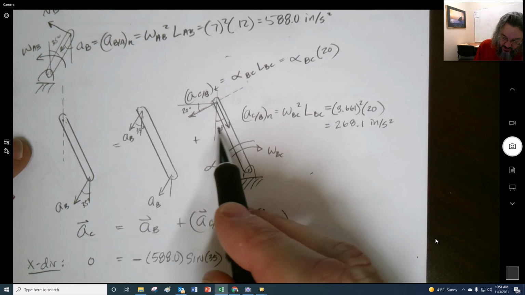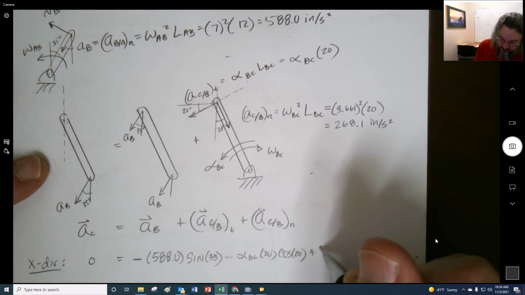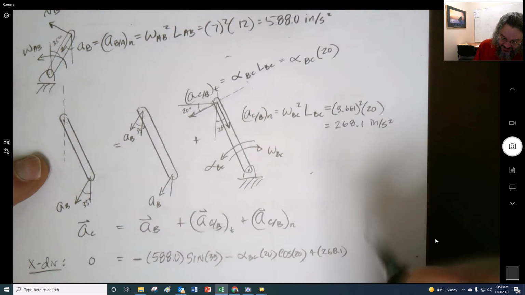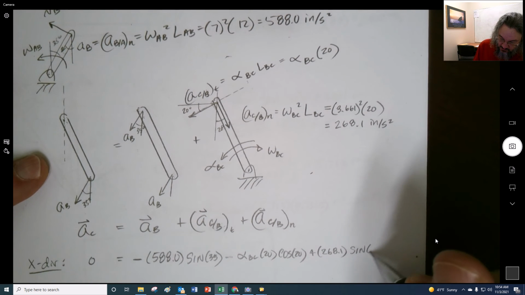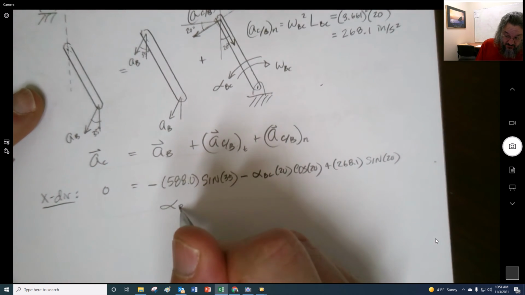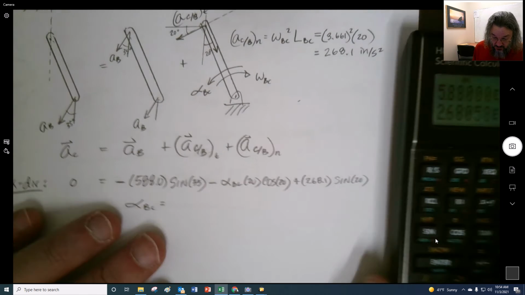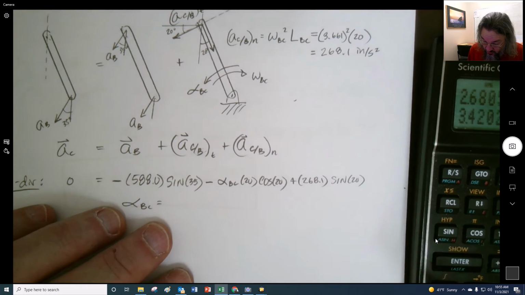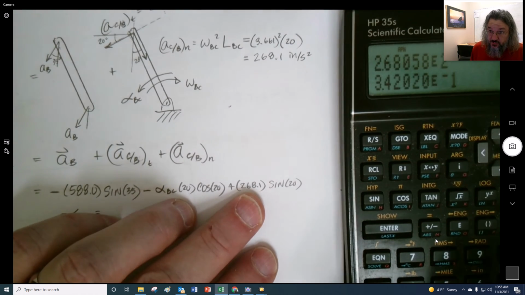And then this one is in the positive x direction, and it is 268.1, but the sine of 20 degrees. So you can see that we're going to be able to solve for alpha BC. So let me take sine of 20 and multiply it by my 268.